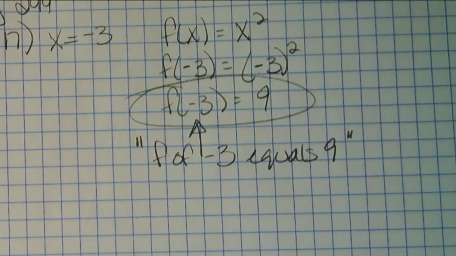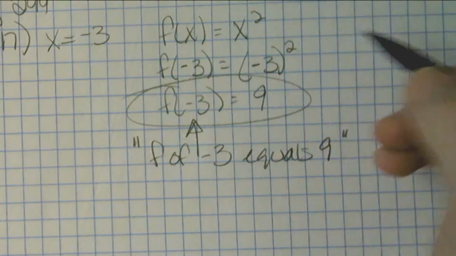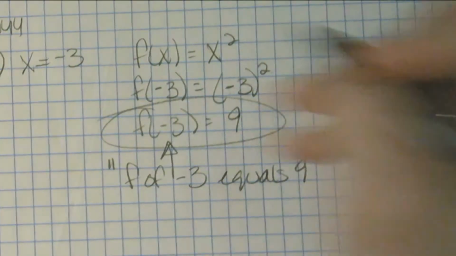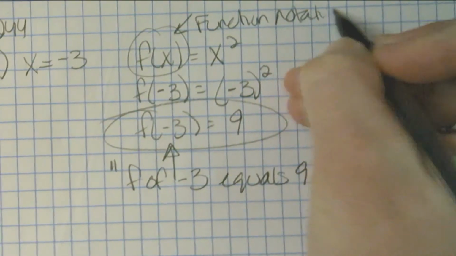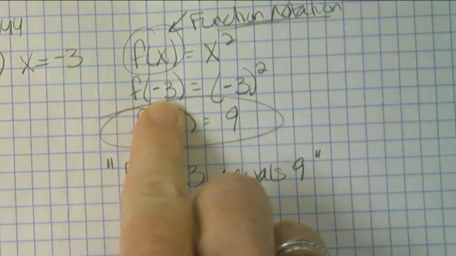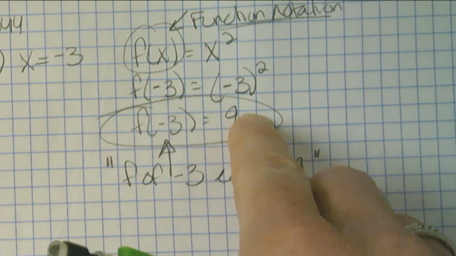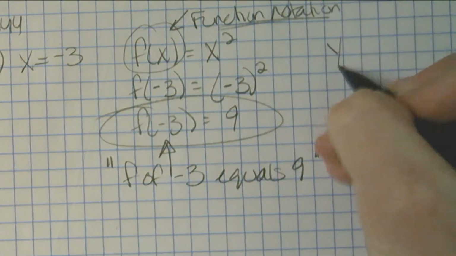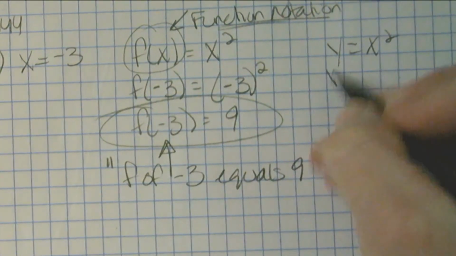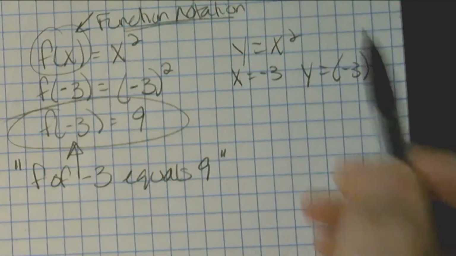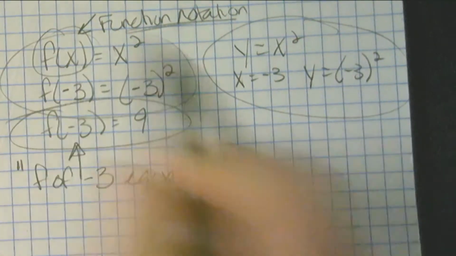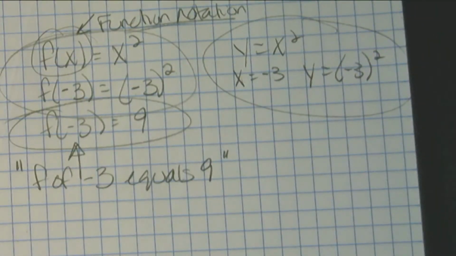That's function notation. So instead of saying y equals, there's something called function notation, and we use f of x, or g of x, or h of x. What it allows us to do is say what the value is for x that we're putting into the equation. So instead of saying y equals x squared, and when x is equal to negative 3, y is equal to negative 3 squared, instead of saying all of this, we use function notation. It's just another way of saying y. You just say f of x.